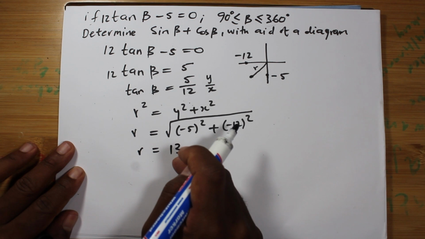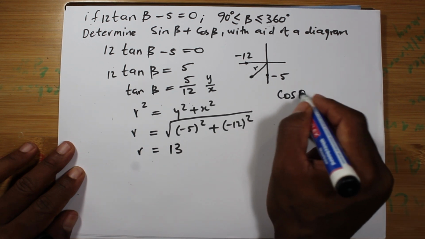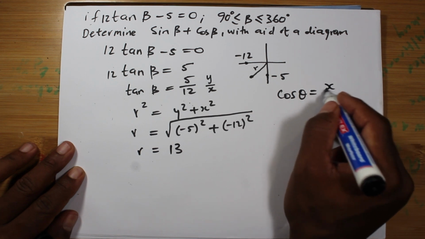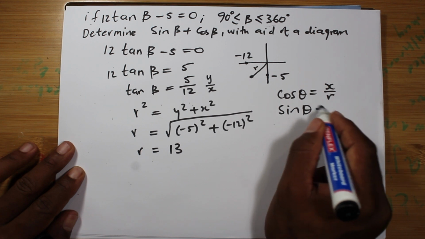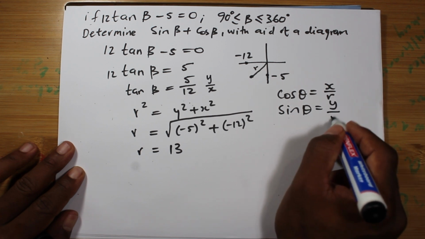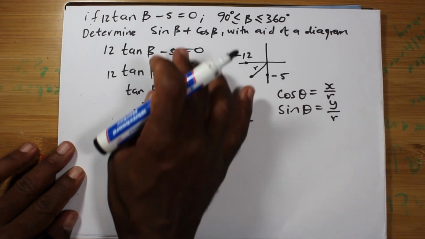Now that we have our r, by the way, why did we want our r? Because cosine of an angle is x over r. The sine of an angle would be y over r. That's why we wanted the y. Now that we have this, now let's see.